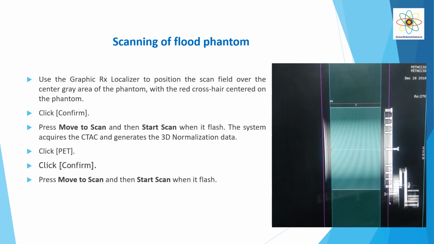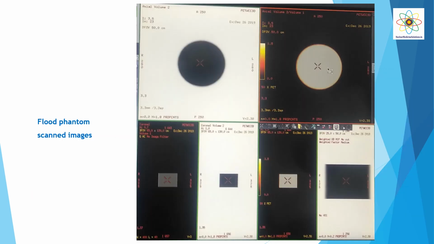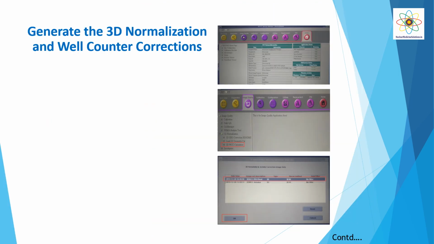The system acquires the CTAC and generates the 3D normalization data. Click PET and confirm. Press move to scan and start a scan when it flashes. When the system displays the message scan completed, click end exam. This is the image obtained from flood phantom. Now generating the 3D normalization and well counter corrections.